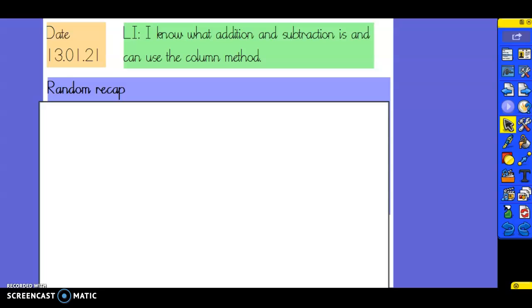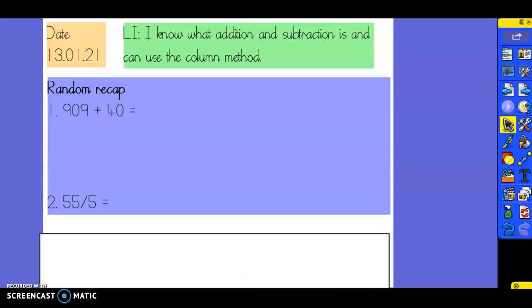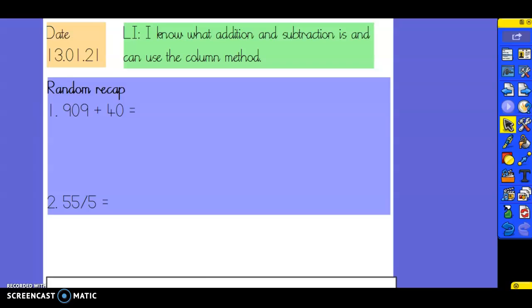So before we get started onto our lesson, we are going to do our random recap as we usually do. So we'll look at these first two questions on the screen. We've got 909 plus 40, and then our second question is 55 divided by 5. I'd like to pause this video now, and that gives you time to do your questions at your leisure, and then you can press play again and we'll go through the answers together then.